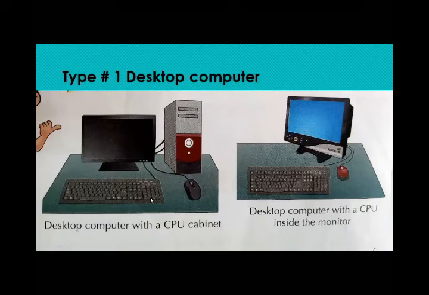Okay, see the picture. How many parts can you see in this picture? 4 main parts: monitor, CPU, mouse, and keyboard. And in the second picture, you can see only 3 parts of the computer: keyboard, monitor, and mouse. What is the difference? The first PC is a desktop computer with a CPU cabinet. This is a computer with the 4 main parts. And the second is a desktop computer with the CPU inside the monitor. You cannot see the CPU in this picture, but the CPU is inside the monitor. And this is also called a desktop computer.